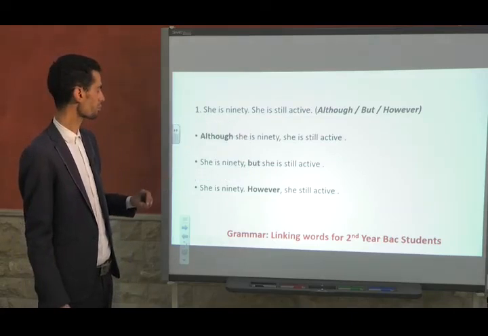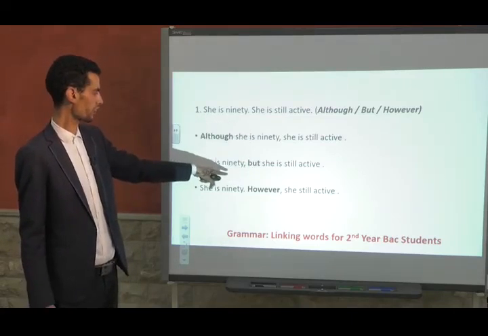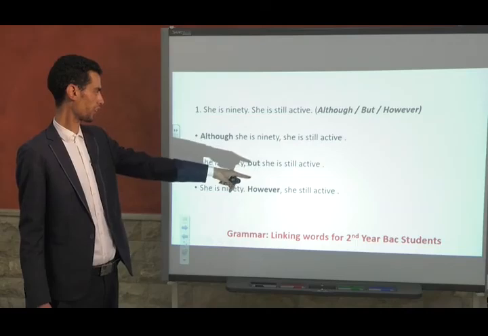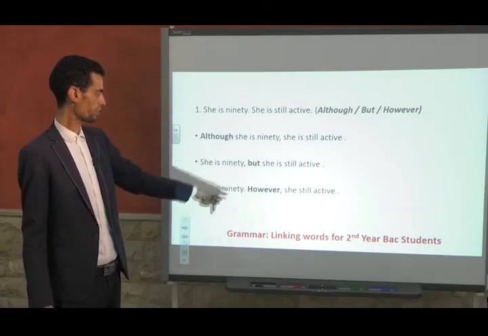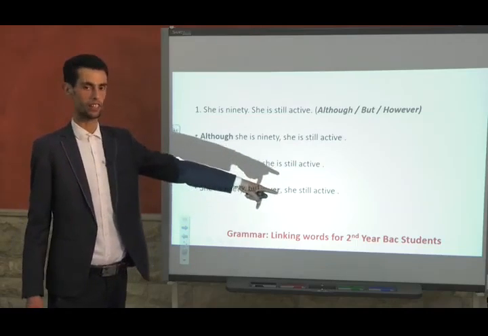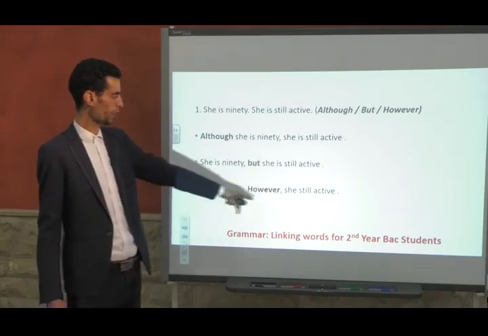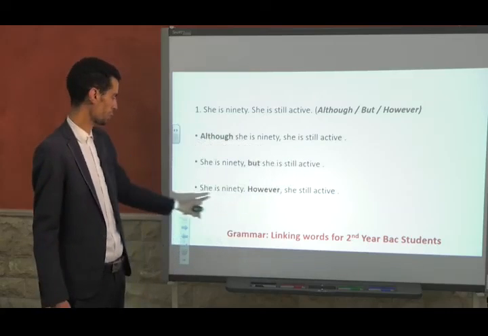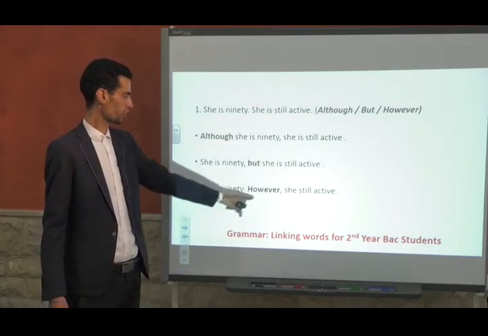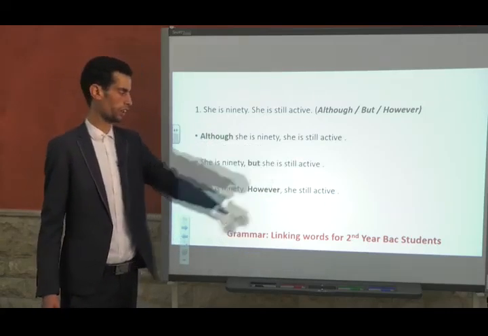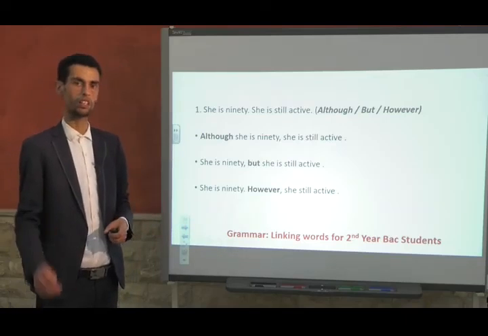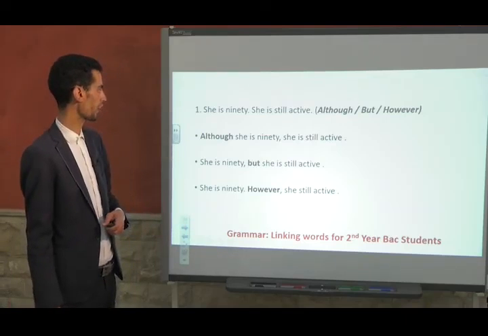She is 90, but she is still active. She is 90, however, she is still active. And remember, I can write however at the end of the second clause: she is 90, she is still active, however. That's another option. You can choose it if you want.